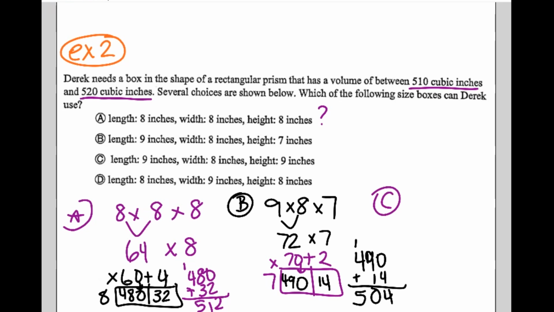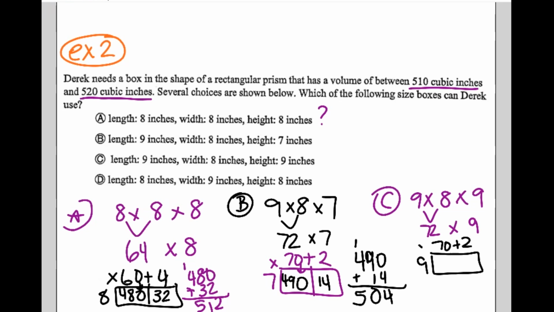All right, next one says C, and that one is 9 times 8 times 9. So again, I just found out before that 9 times 8 is 72, and then I'm still multiplying by 9, and then I just get my area model set up, and let's go from there. Bring down that 0, and then 7 times 9 is going to be 63, because I know my facts. That is a 3. And then 9 times 2 is 18.